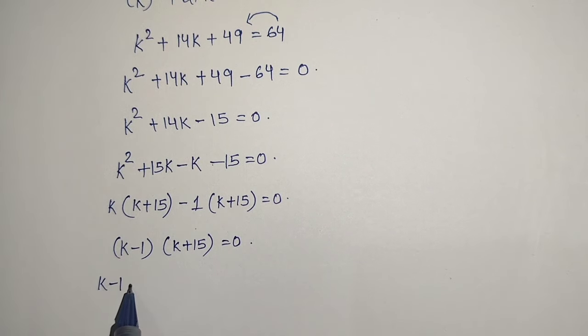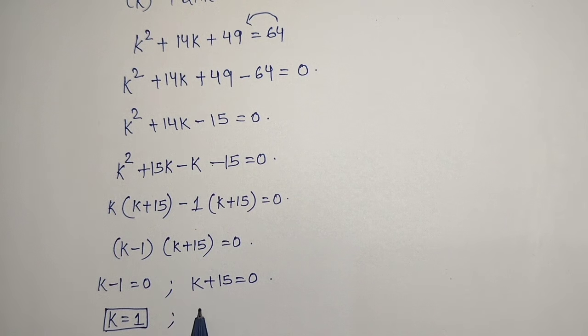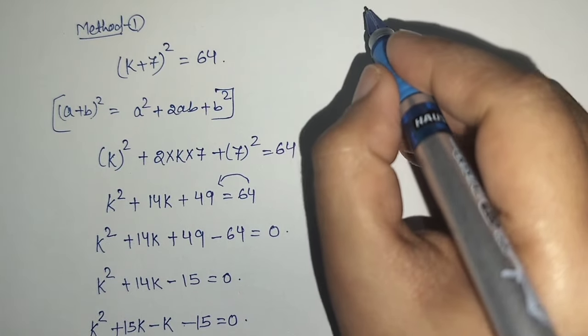Then k − 1 = 0 and k + 15 = 0. Then k = 1, and k = −15. Yes, we solved it in method 1. Next it is method 2.